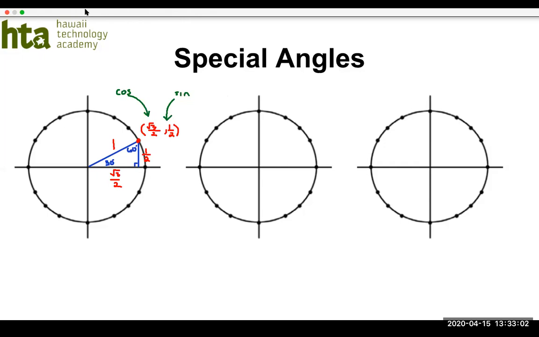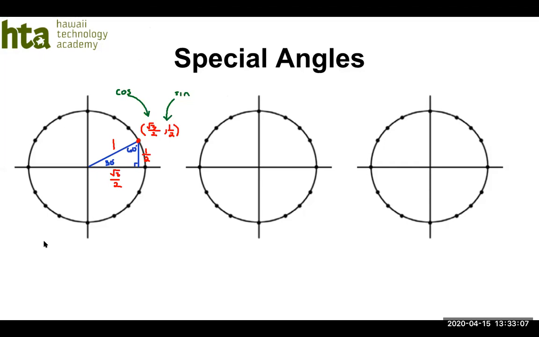So if I had to answer the question, what is the value of sine of 30? We look at the y coordinate of the point on the circle, and that y coordinate is 1/2. Okay, what about cosine of 30? Well, the cosine of 30 is rad 3 over 2.